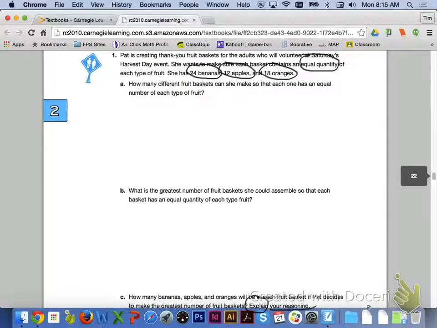On page 70 in problem 1, we are looking at Harvest Day. Number 1 says, Pat is creating thank you fruit baskets for the adults who will volunteer at Saturday's Harvest Day event. She wants to make sure each basket contains an equal quantity of each type of fruit. She has 24 bananas, 12 apples, and 18 oranges. To get started today, I would like you to answer letters A, B, and C with your group members.